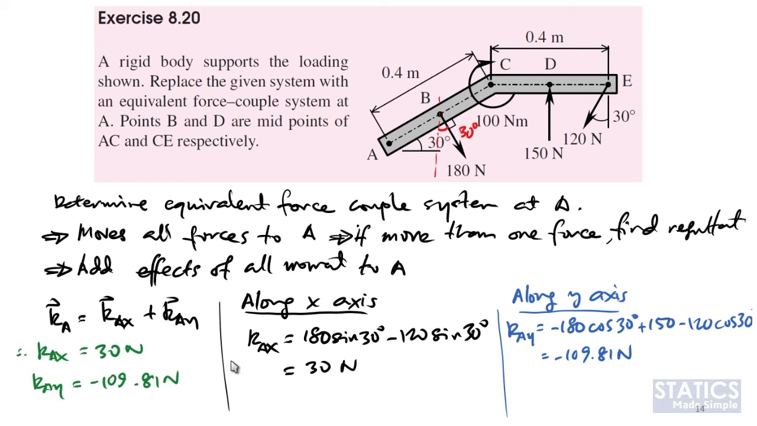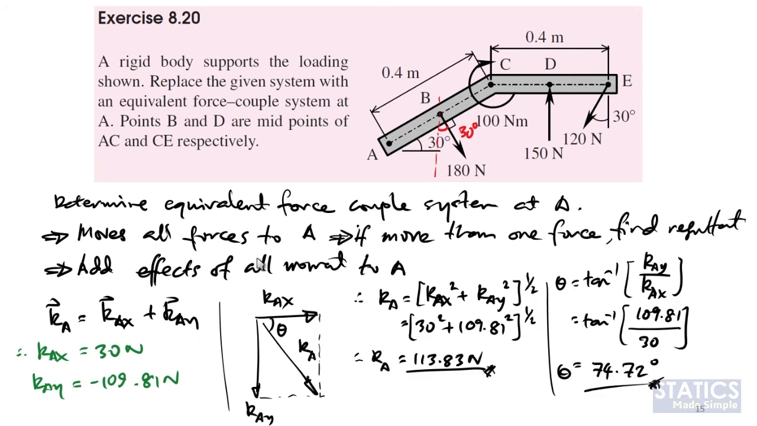So we need to find the resultant at A. Since we have 3 forces, I'm using the rectangular component method here, resolving everything along X and Y. Along X, we get RAX equal to 30 Newton. Along Y, we have RAY equal to 100 minus 109.81. Once we have this, we can get RA from its resultant along X and Y. RA is the square root of RAX squared plus RAY squared. Theta can be obtained from RAX and RAY. In this case, I'm looking at this angle from the horizontal axis, so theta is tangent inverse of RAY over RAX. We have theta equal to 74.72 degrees.